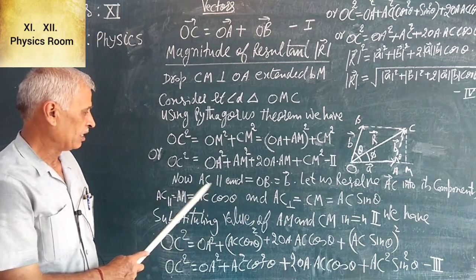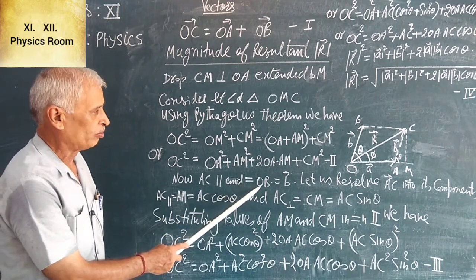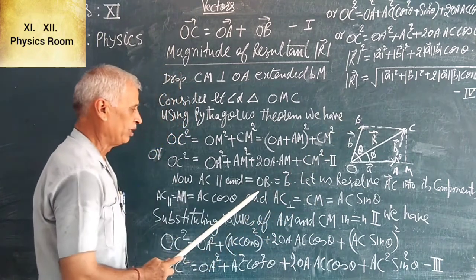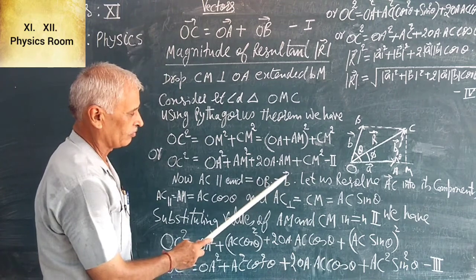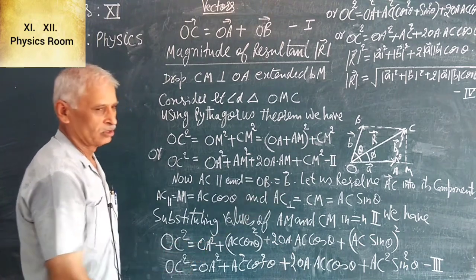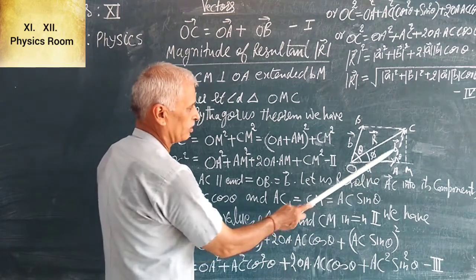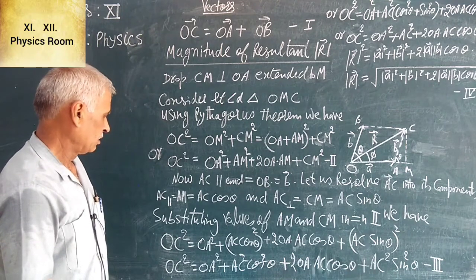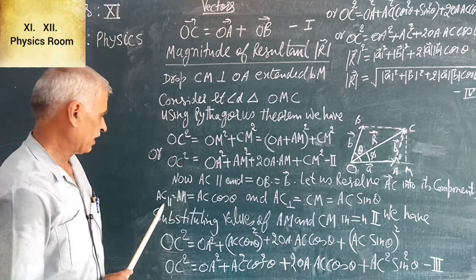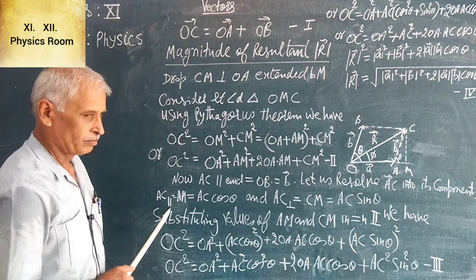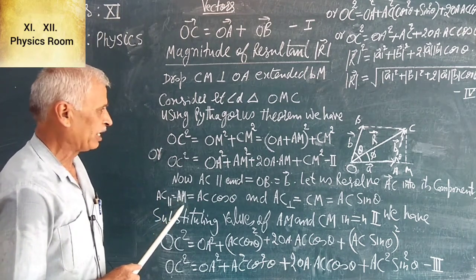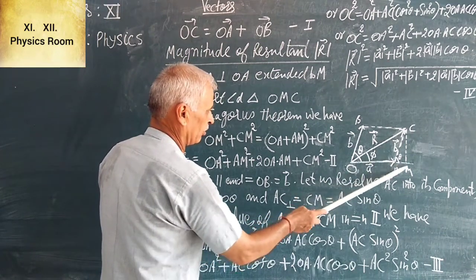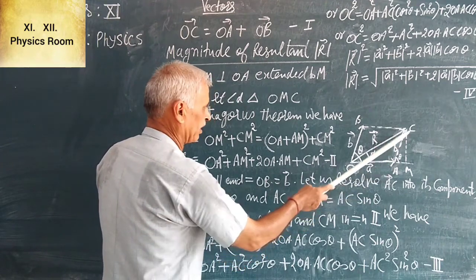Now AC is parallel and equal to OB, and it is equal to vector b. So now let us resolve AC into its components. The parallel component AC parallel would be equal to AM, and AC perpendicular would be equal to CM.